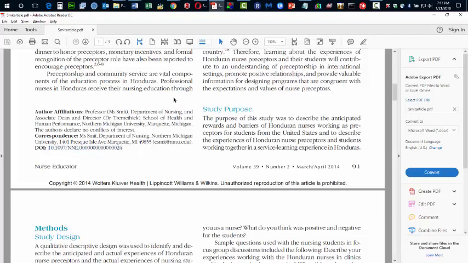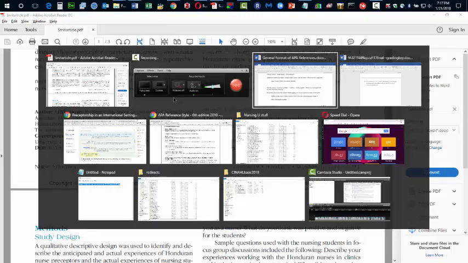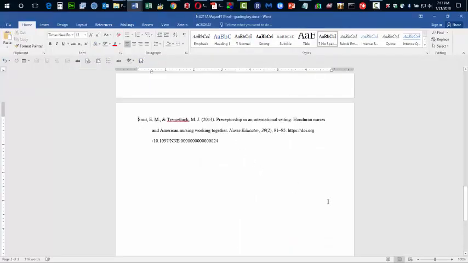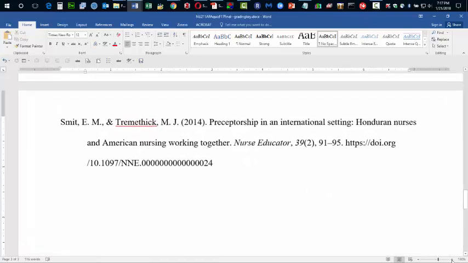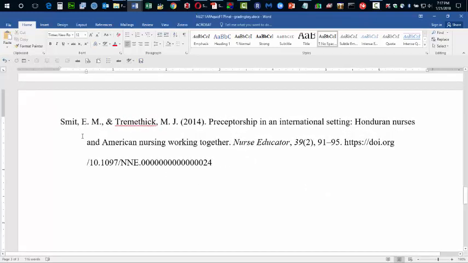How that reference looks is this. You're going to have, let me blow that up for you so you can see it better. So we have the author's last name, her first initial and her middle initial, followed by an ampersand, followed by the second author's last name, first initial, and middle initial. Please note there's a space between the author initials. It was published in 2014.